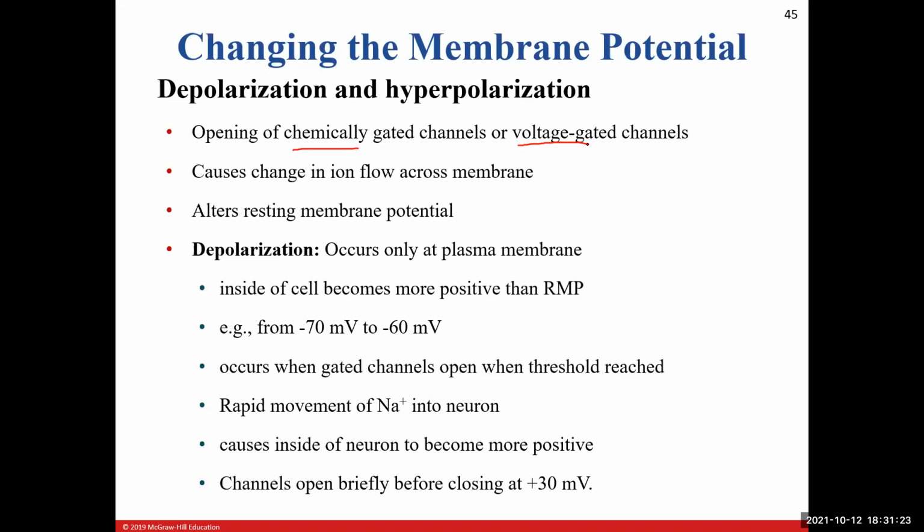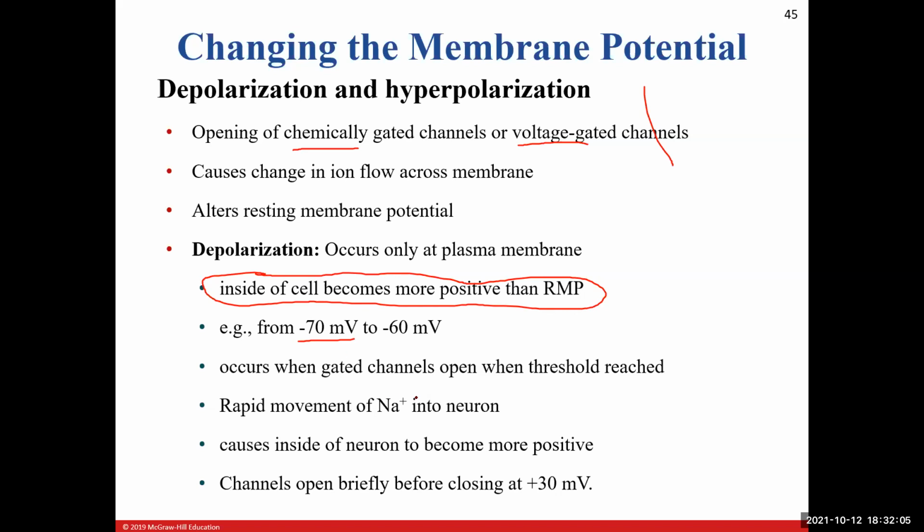So let's define a few terms here for you. The first one is depolarization. This only occurs at the plasma membrane, but here's the definition, and you need to burn this one into your memory. Inside of the cell becomes more positive than the resting membrane potential. What's our resting membrane potential? -70 millivolts. You should know that. And when we make it more positive, isn't that the same thing as making it less negative? So we go from -70 to -60, like the example here shows us. That's depolarization. We've made the inside of the cell more positive. We're going to talk about that.